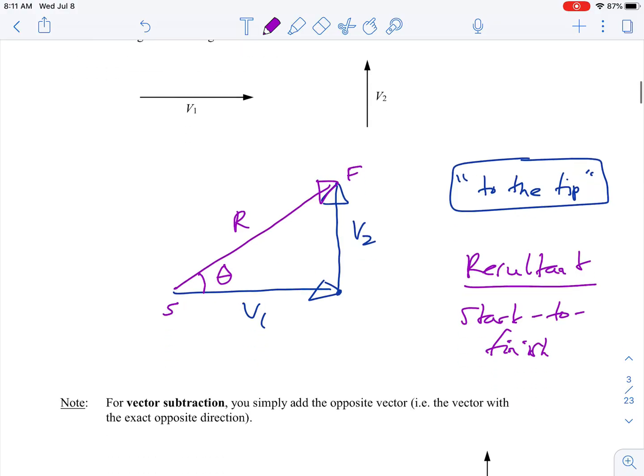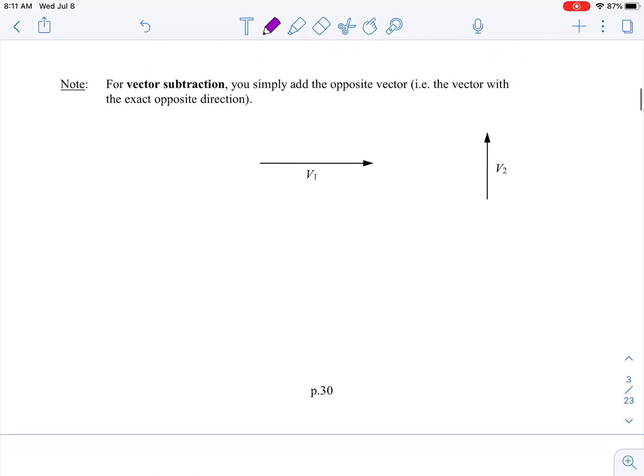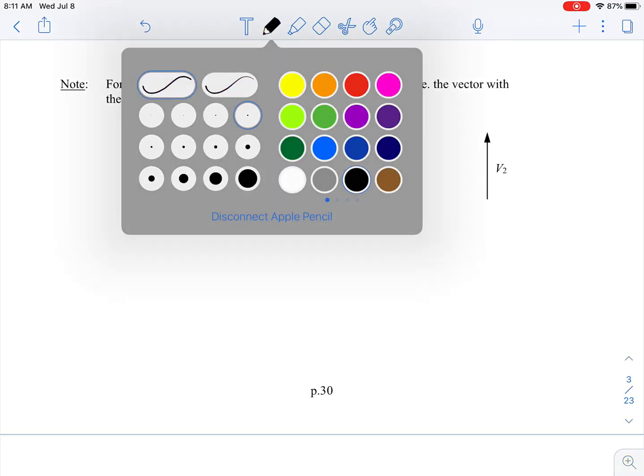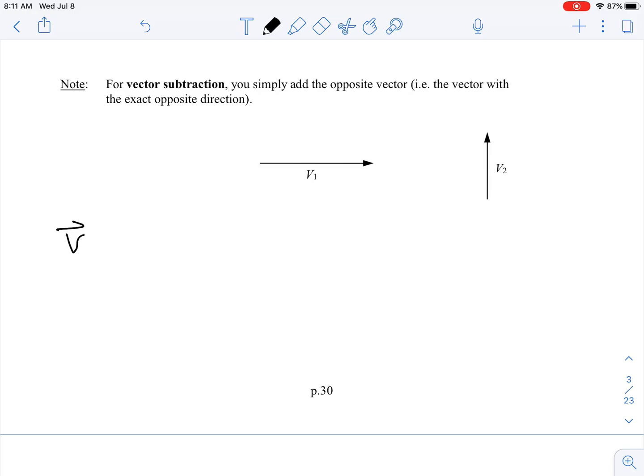Now before we do an example, this is an excellence level idea. What if we want to do vector subtraction? What if I wanted to find V1 minus V2, for example? Well, what you do is you change this to addition. This becomes V1 plus negative V2.